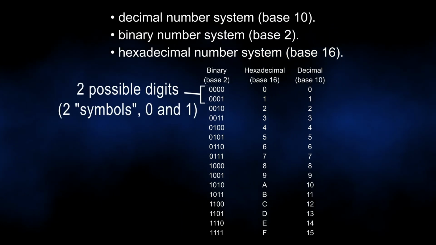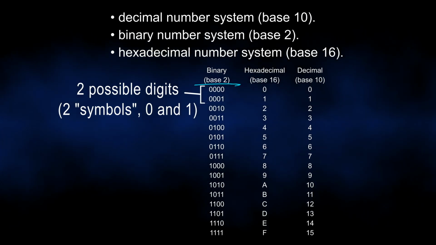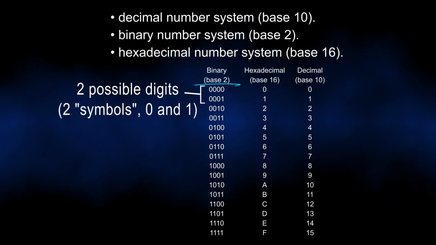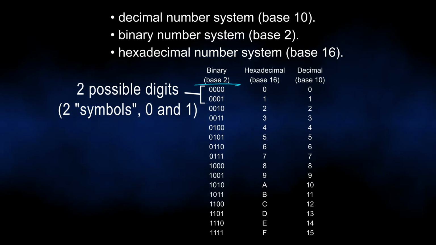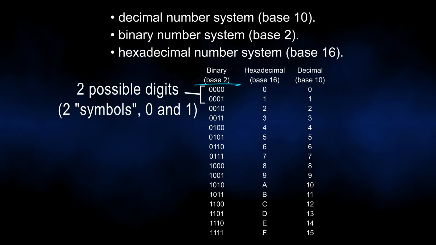The binary number system, or base 2, has a total of 2 possible symbols that can be in any given place. Those symbols are 0 or 1. You won't see any other symbols in a single binary place. Each place in binary will either be 0 or 1.